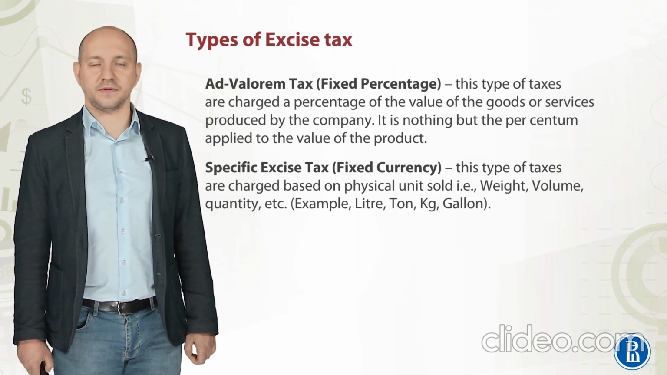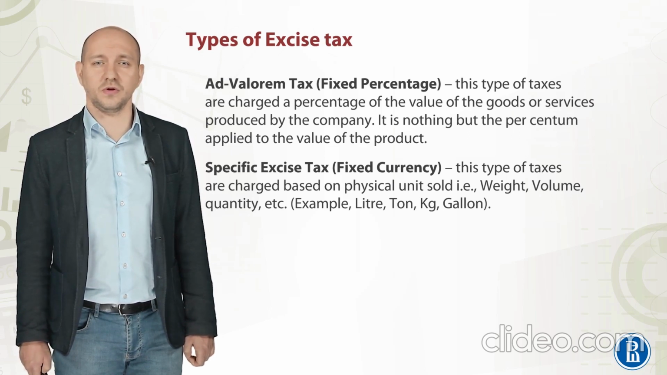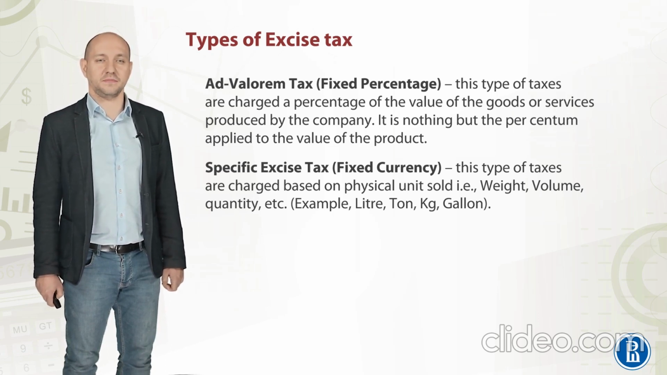There are two different types of excise tax. Ad valorem tax, fixed percentage. This type of tax is charged as a percentage of the value of the goods or services produced by the company. It's nothing but the percentage applied to the value of the product. And then a specific excise tax. This type of tax is charged based on physical units sold, for instance, weight, volume, quantity, etc. Examples include liters, tons, kilos, gallons, and so on.